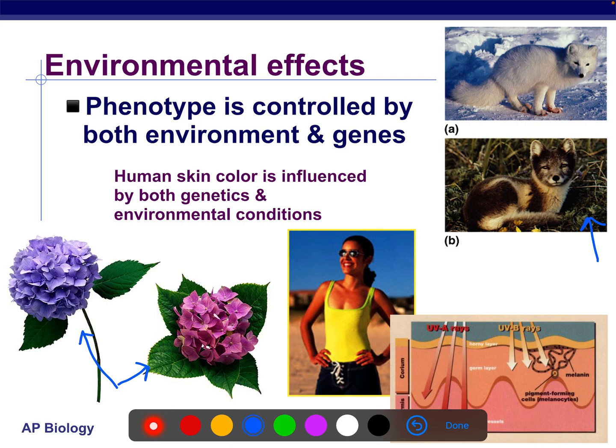And then the last example is really in humans, and that would be with skin color. And so we know that, in the summer, the more time that you spend in the sun, the more pigment you're going to have in your skin. And that's because those UV rays activate the production of melanin. And so you're going to have more of that brown color in your skin from more UV exposure.